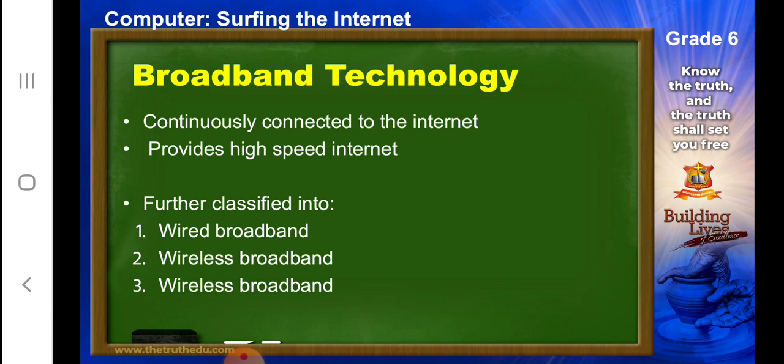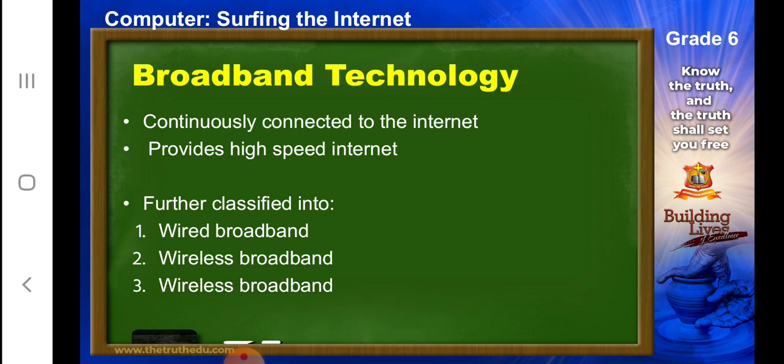Now, the reason it gives high speed internet is because there are different lanes. It's like a highway where there are different lanes, and suppose one lane is occupied, the technology uses another lane to transmit the data. Hence, it is always very fast. Now, broadband technology is further classified into three categories. One is the wired broadband, one is the wireless broadband, and one is the wireless mobile broadband.